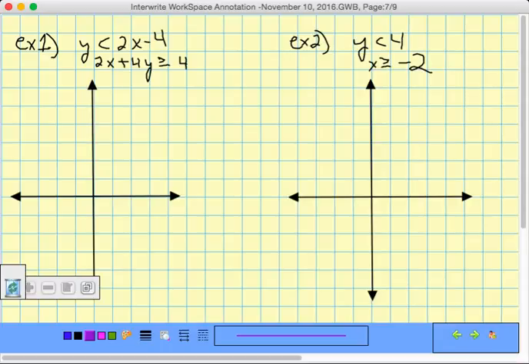Alright, this is 2.7. We're going to talk about solving systems of inequalities by graphing. And so we're going to look at these, and just like when we solve systems of equations, we need y by itself. For this first equation, we already have that, so we can graph this inequality.